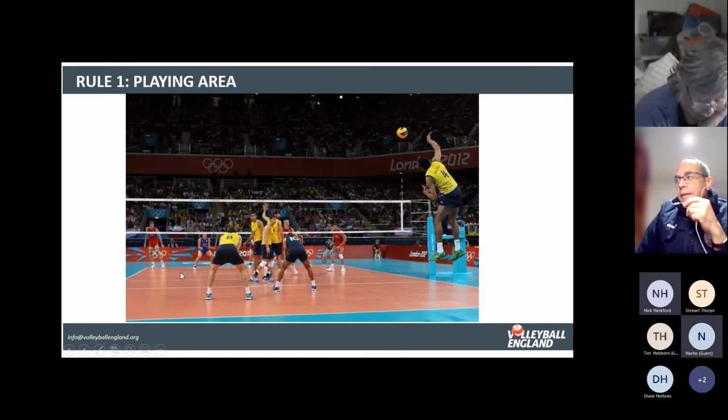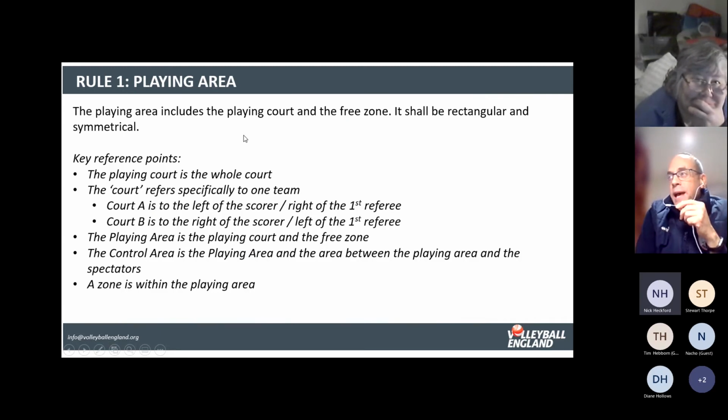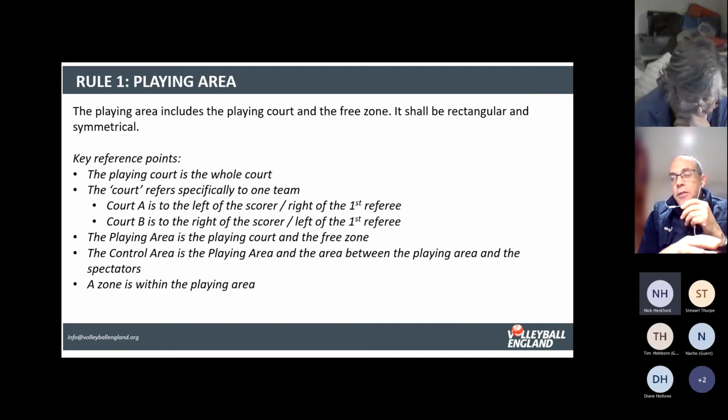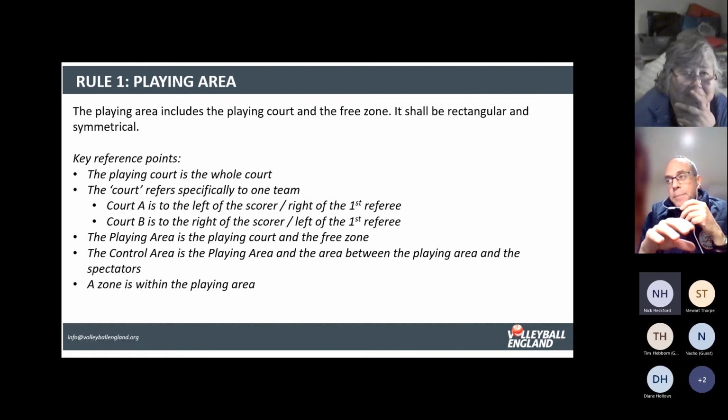So the playing area. So this is where we get into definitions and thinking about what is the playing area and what isn't the playing area. So the playing area is the area that includes the playing court and the free zone, and it should be rectangular and symmetrical. Now, the key thing to remember here is that the playing court is the whole court. The court specifically refers to the court of one team. So court A to the left of the scorer, to the right of the first referee, court B to the right of the scorer and left of the first referee. They are courts, but both together they are the playing court. And the playing court plus the free zone makes up the playing area.